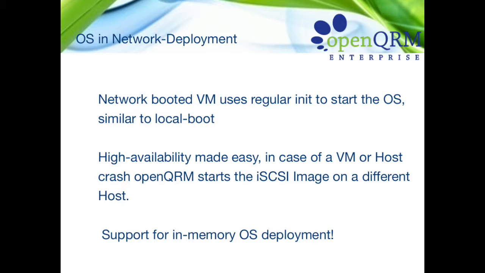Because there is no local storage on the system itself, and the root file system is already remote, openQRM can understand when, for example, a virtual machine has crashed or a host has crashed with several virtual machines on it, and simply restart the existing operating system images on a different host. That means high availability becomes a lot less complex and a lot more robust. There's also one cool feature about high availability on the next slide, but before that I go into details for in-memory OS deployment.